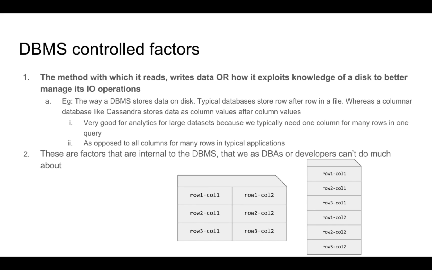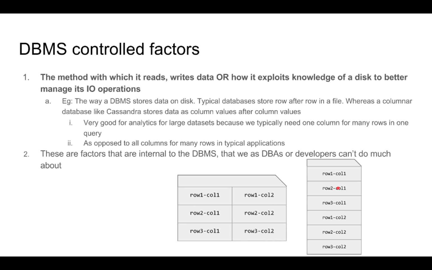So just to give you an example, most databases will store data in this format. This diagram on the left is meant to represent a file that is storing the various rows of a particular table. The data in the file first contains all the columns of row 1, followed by all the columns of row 2, followed by all the columns of row 3. So sequentially, all the data of row 1, row 2 and row 3 are stored in the file.